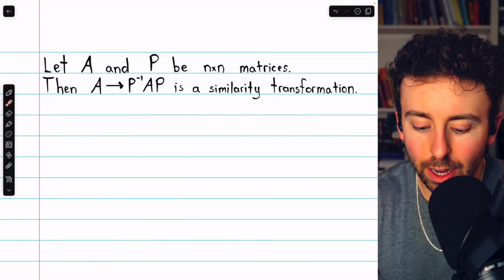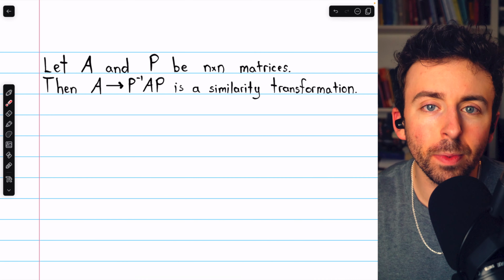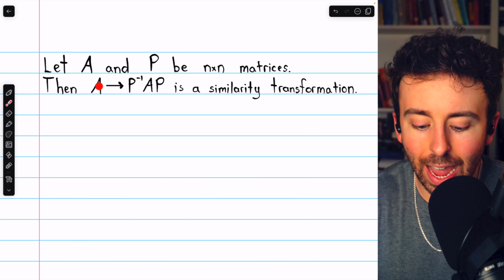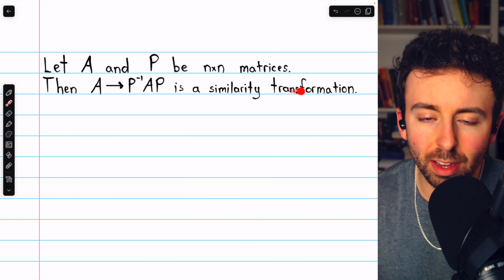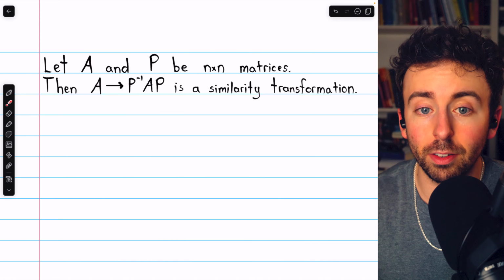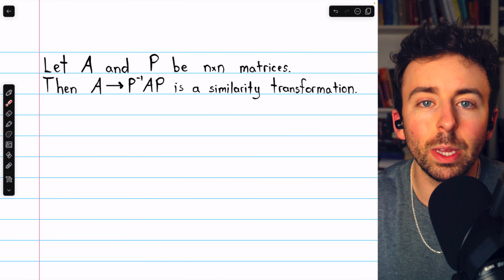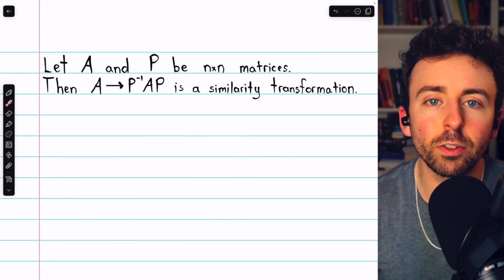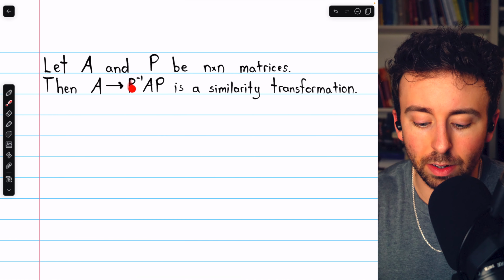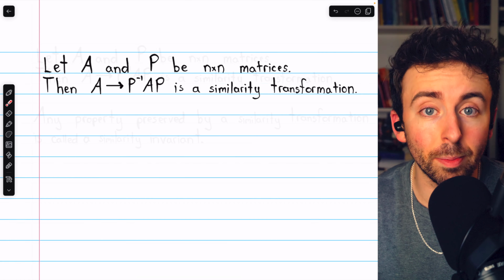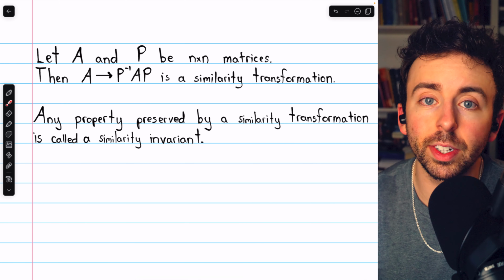So, if A and P are n by n matrices and P is invertible, then we would say that transforming A into P inverse times A times P is a similarity transformation, because we say the matrix A is similar to P inverse AP. This is a similarity transformation because really these two matrices, A and P inverse AP, are quite similar. There are many important properties that these two matrices will have in common.